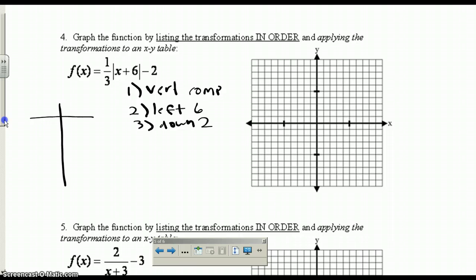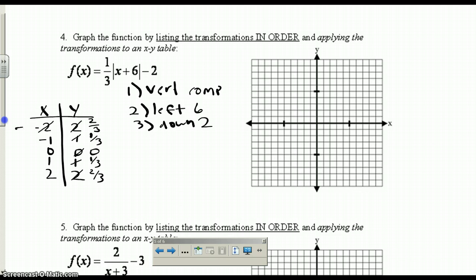Let's list out some of our original parent function values. -2, 2, -1, 1, 0, 0, 1, 1, and 2, 2. Okay, vertical compression. So I need to multiply all my y values by that 1/3. So I'm going to get 2/3 here. I'm going to get 1/3 here, 0, 1/3, and 2/3. Left 6, I'm going to move everything to the left 6. -8, -7, -6, -5, -4, and then down 2. So I'm going to subtract 2 from each y value.